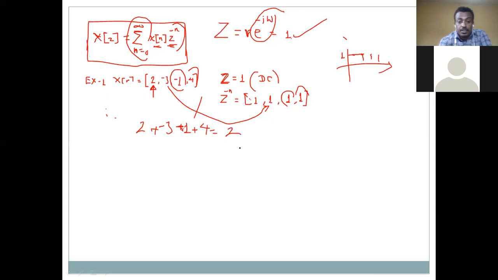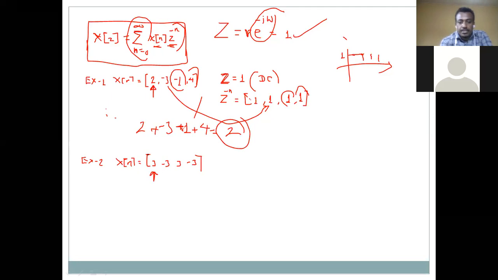Okay. Now let's take another signal, as I said, another signal x of n with samples 3, minus 3, again 3, and minus 3. Here is the arrow. Okay.